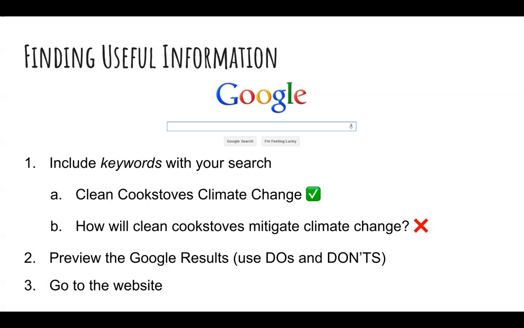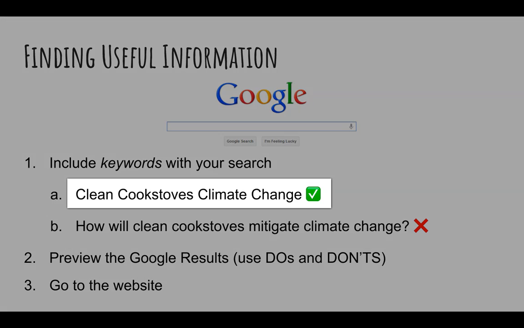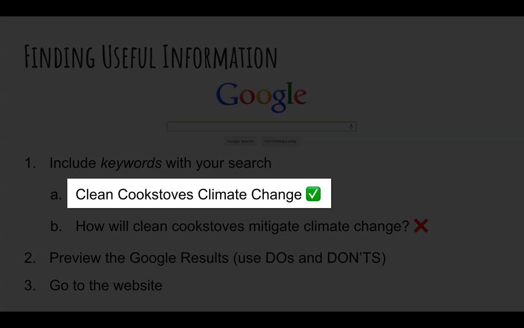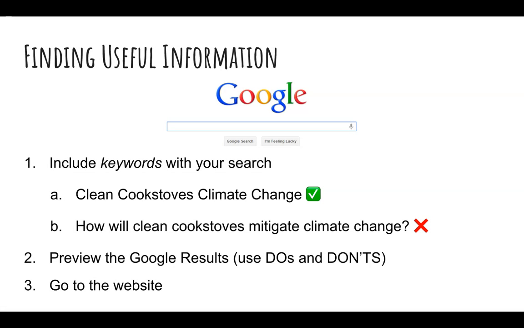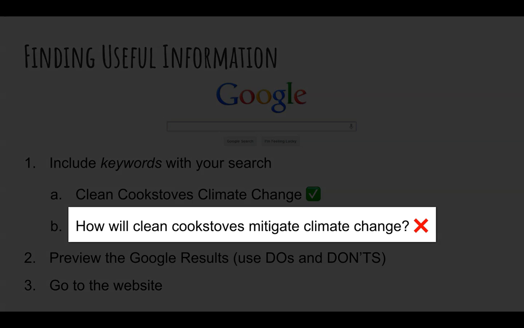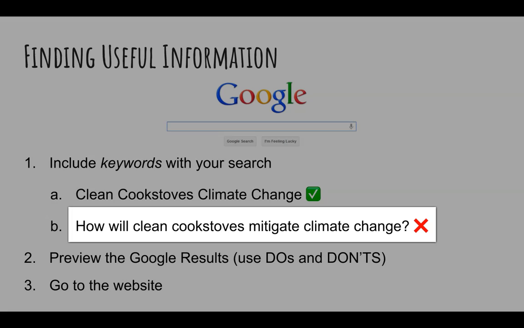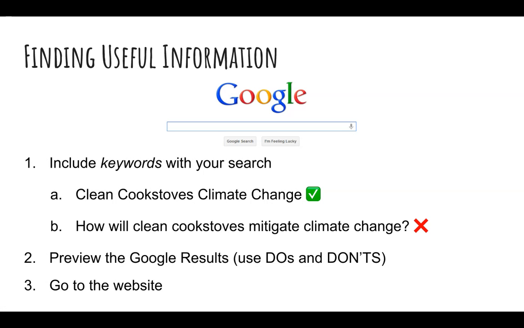So how are you going to find this information? Well, step one is to go to Google. Once you're in Google, you want to search with keywords. For example, if I wanted to research clean cook stoves, a better search would be to type in clean cook stoves, climate change. Those are the key words related to the search. A less effective search would be, how will clean cook stoves mitigate climate change? That's too many keywords and you might not get good results.